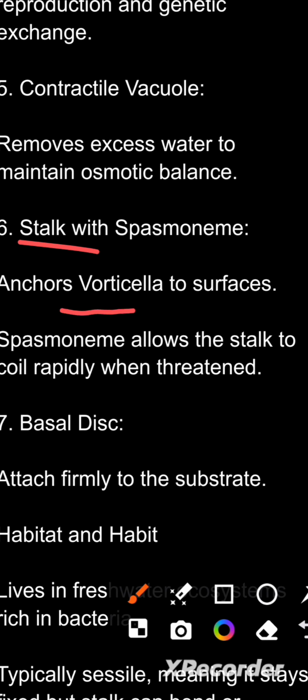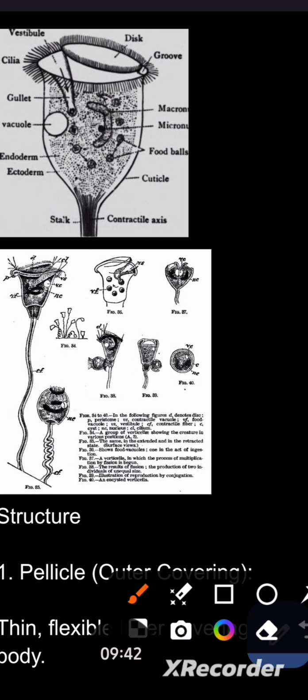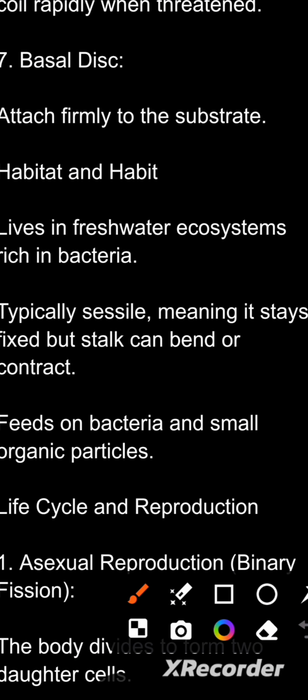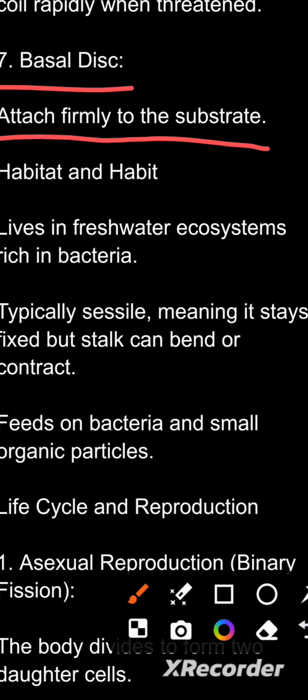The spasmoneme allows the stalk to coil rapidly when threatened. When Vorticella senses danger, the stalk coils rapidly or withdraws, pulling the entire body toward the basal disc. Now basal disc is attached firmly to the substrate. The basal disc is located at the tip of the stalk.